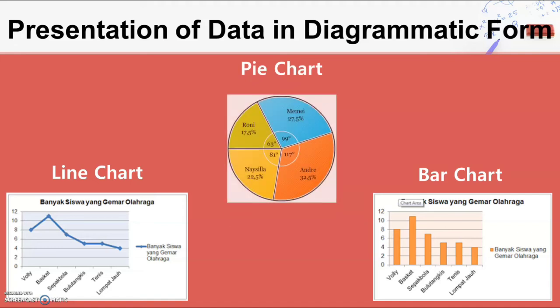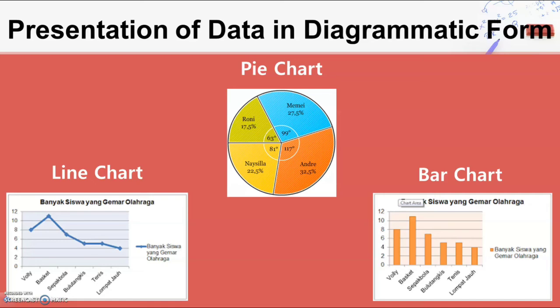Pie chart. A pie chart is divided into several sectors expressed in terms of percent or degrees. The percentage and degree are influenced by the value or frequency of the data, so that each segment will have a different size.